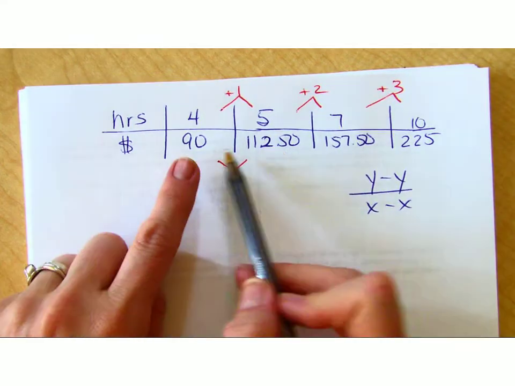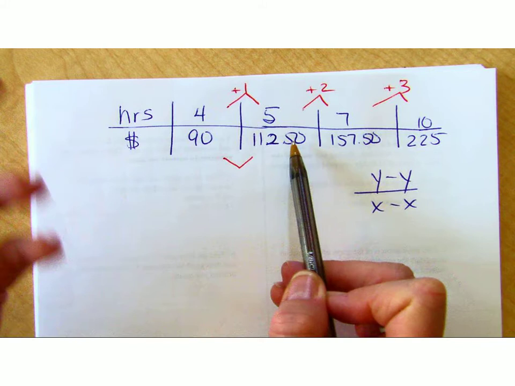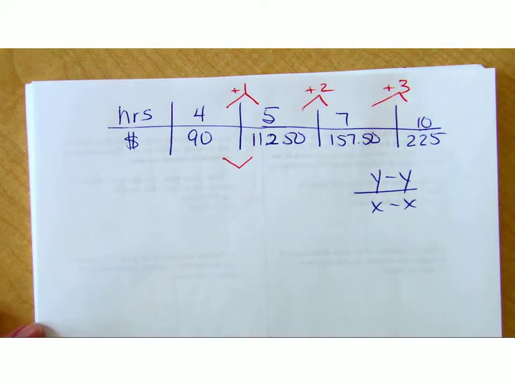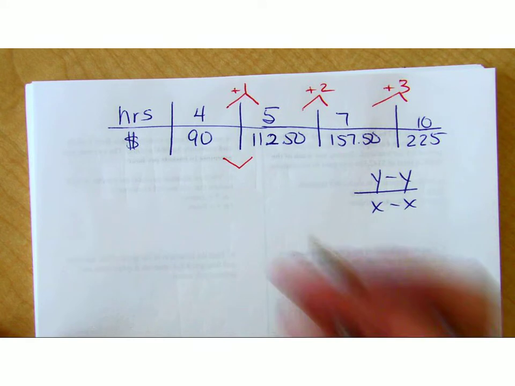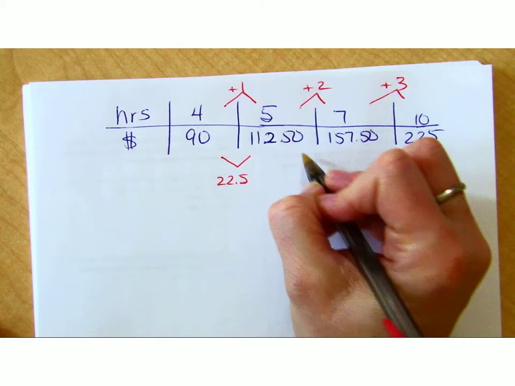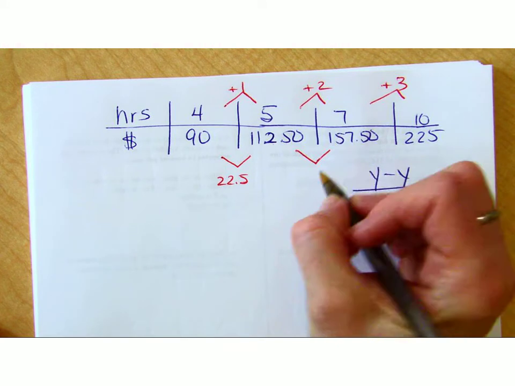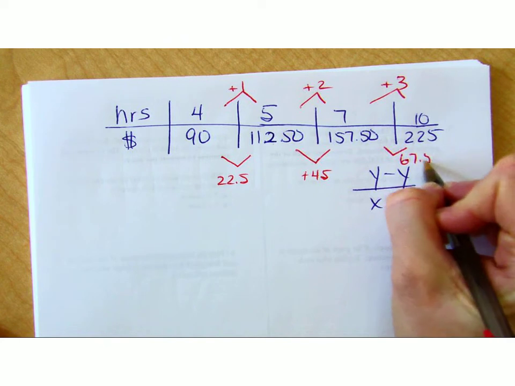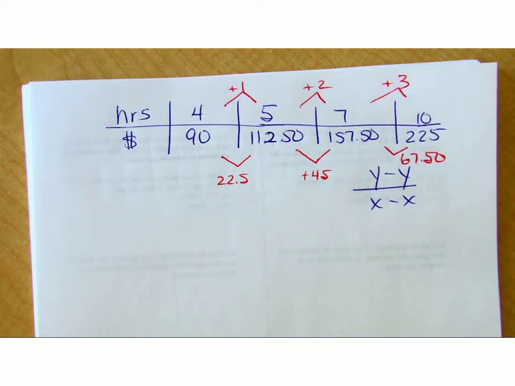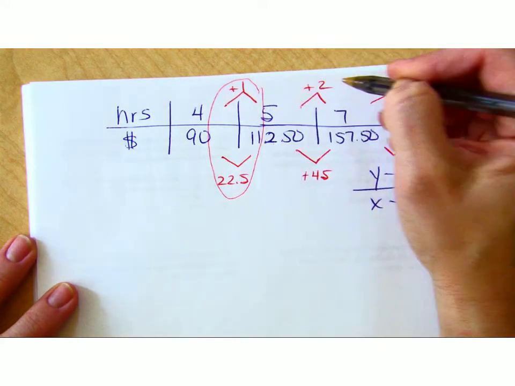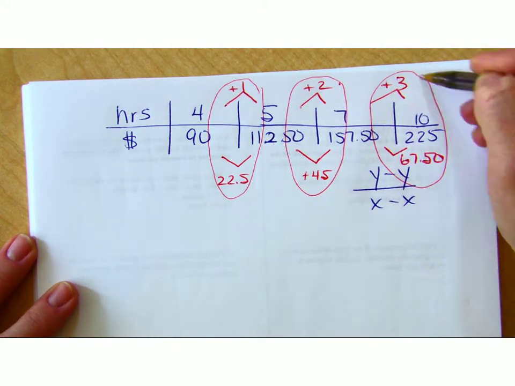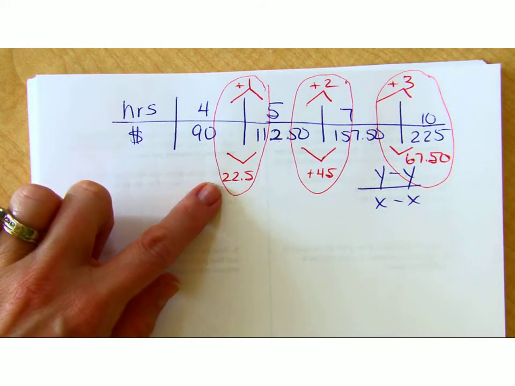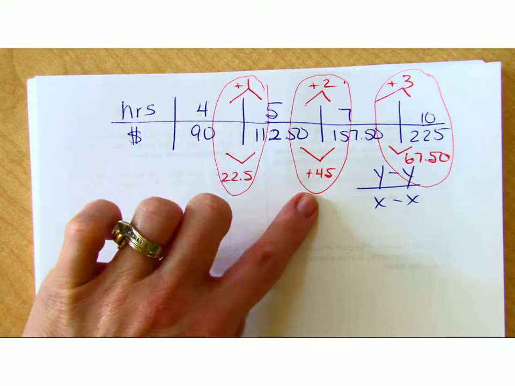So I'll save you some calculations here. To figure out how much it went up, I just subtract 112.50 minus 90. So that's going to give you 22.5. From this to this, the difference there is 45. And from this amount to this amount, the difference is 67.50. So now what you're thinking is, what do I do with those numbers? You pick a set. And by a set, I mean these two, or these two, or these two. And you find that y divided by that x. And this y divided by this x, and so on.